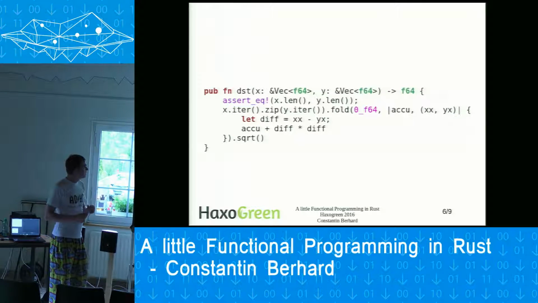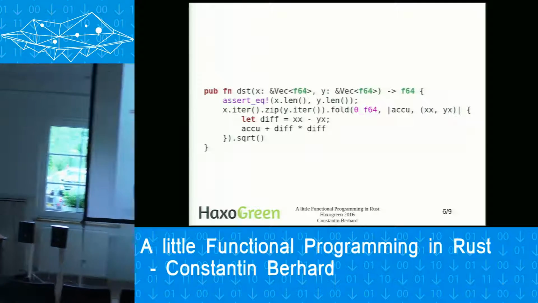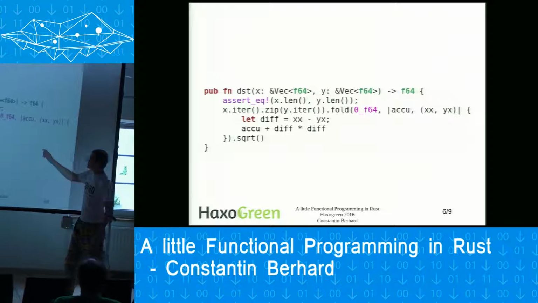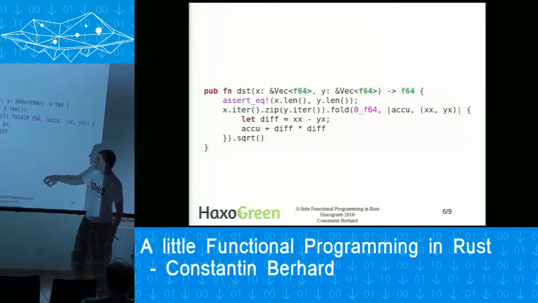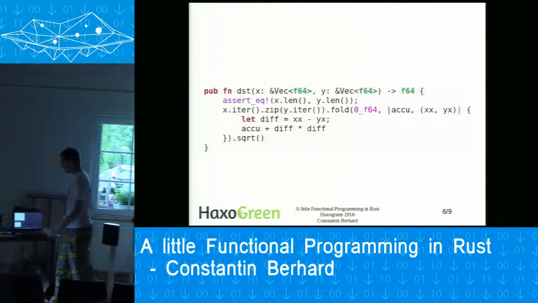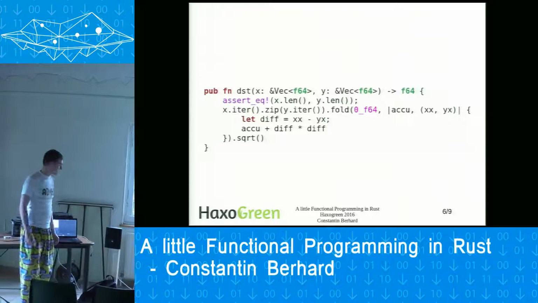So yeah, here we have an example of a closure. We get in the accumulator and the new pair, and we can just again calculate the difference, add it, and in the end we square it. So this all is one single expression, which is nice for functional programming.